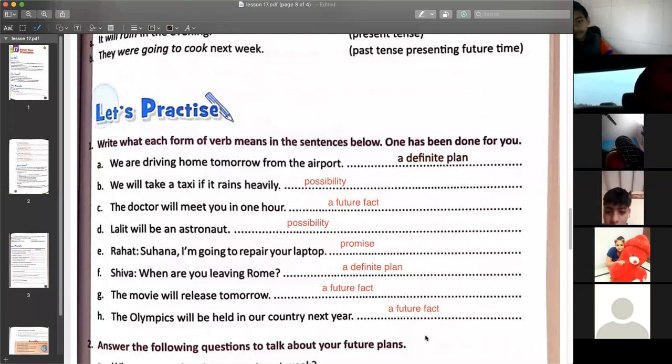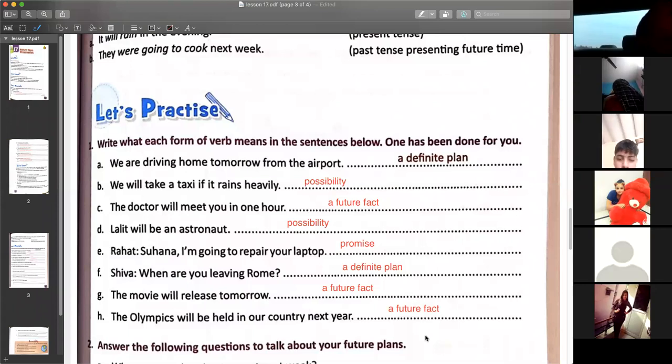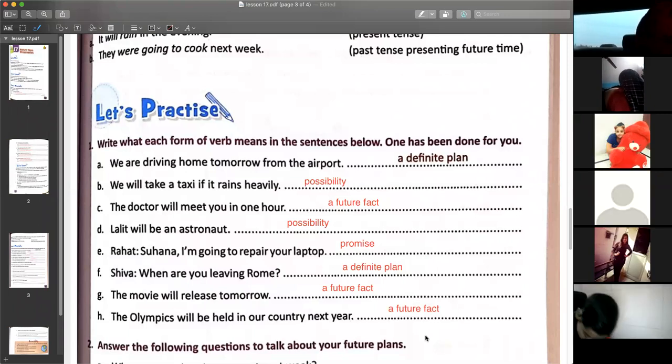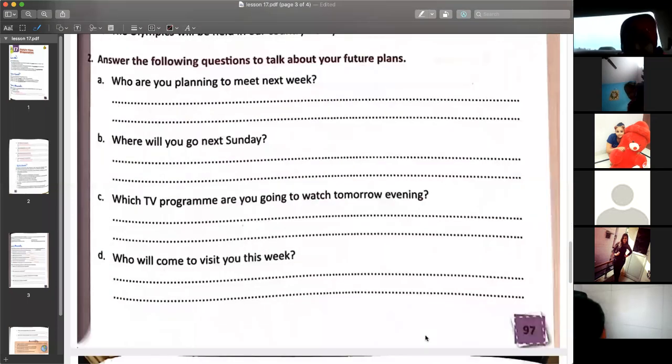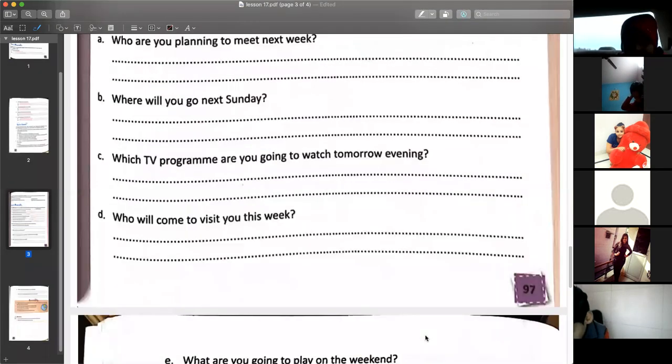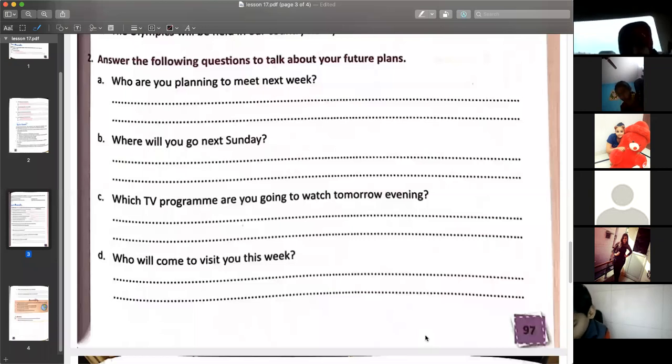Pragya, what have you not understood, bachche? Bachche, possibility means it can happen and it cannot happen. This is not for sure. Like, it will rain tomorrow. This is a possibility that it can rain. It is not for sure. Fine. This is homework. You have to do it on your own. These are some questions.